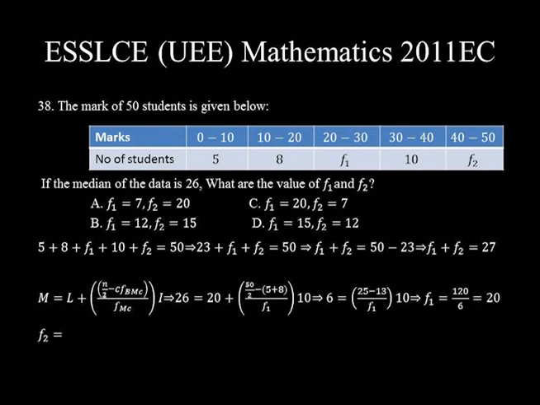F2 is equal to 27 minus F1, which is equal to 27 minus 20, that is 7. Choice C is the right alternative.